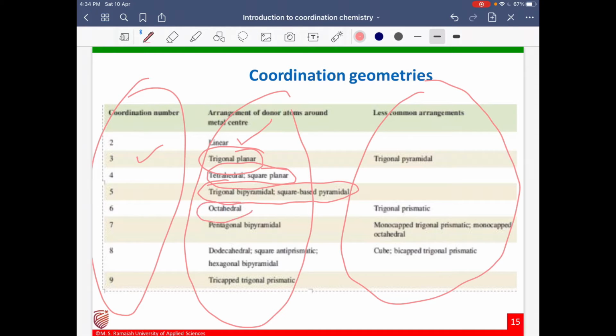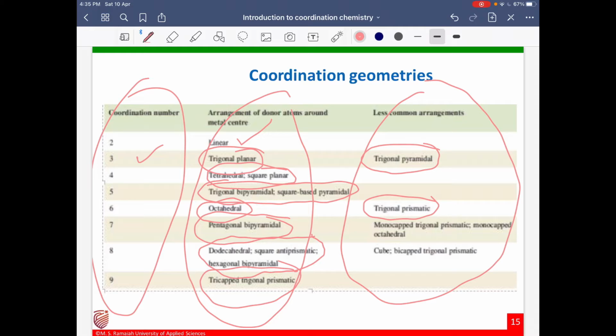If it is 6, it can be octahedral. If it is 7, it is pentagonal bipyramidal. If it is 8, then it is dodecahedral, square antiprismatic or hexagonal bipyramidal. If the coordination number is 9, it can be tricapped trigonal prismatic. For coordination number 6, one more arrangement is possible, but it is less common, that is trigonal prismatic, which is seen less commonly in complexes with coordination number 6.